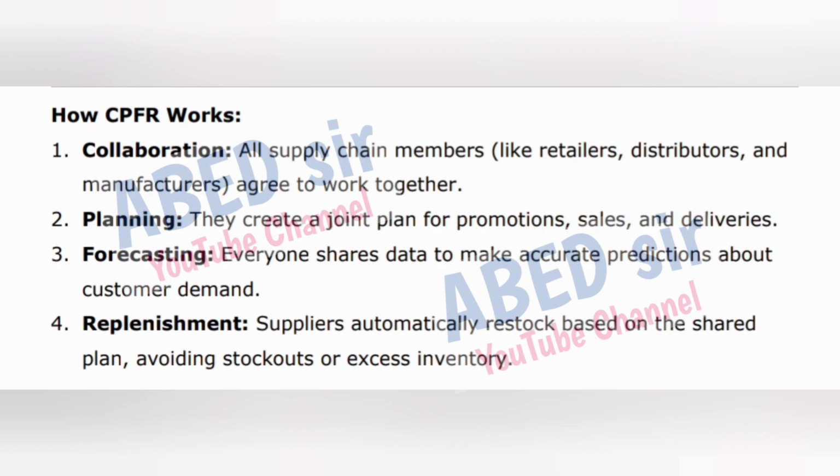1. Collaboration. All supply chain members, like retailers, distributors, and manufacturers, agree to work together. 2. Planning. They create a joint plan for promotions, sales, and deliveries. 3. Forecasting. Everyone shares data to make accurate predictions about customer demand. 4. Replenishment. Suppliers automatically restock based on the shared plan, avoiding stockouts or excess inventory.